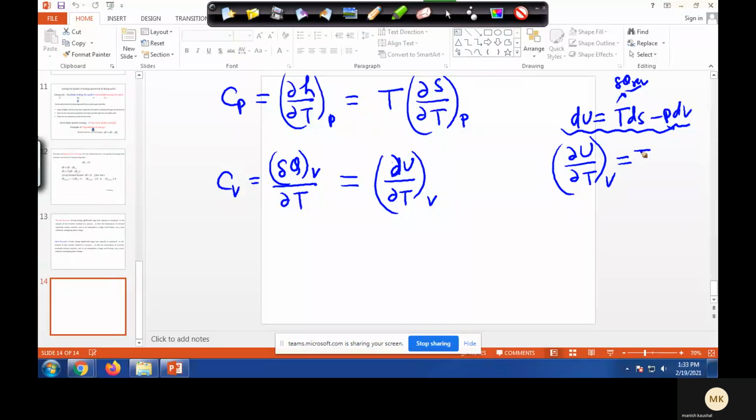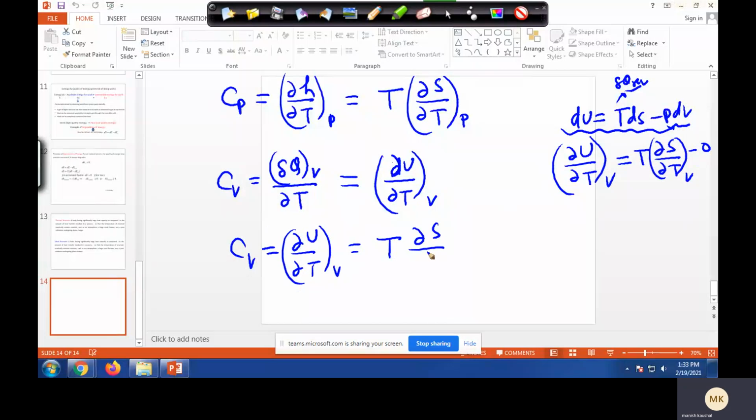What will we get? T ∂S/∂T at constant V, right? This term will be 0. So what we get for Cv is, of course, ∂U/∂T at constant V, but that is also equal to T ∂S/∂T at constant V. So this we are going to use in places.